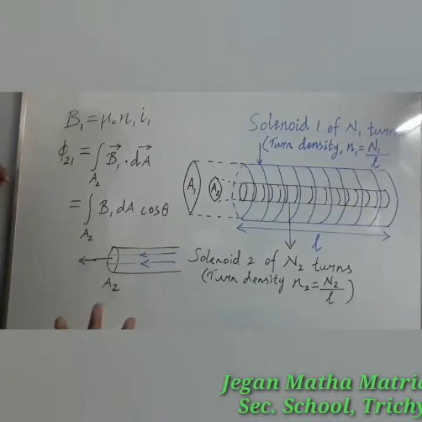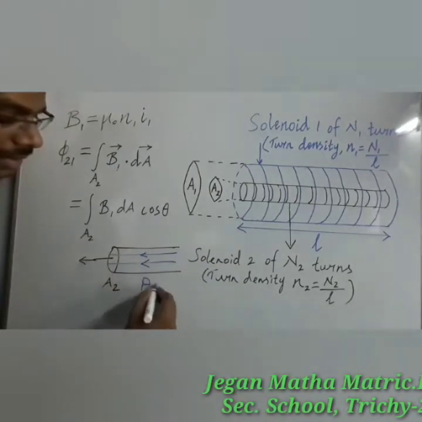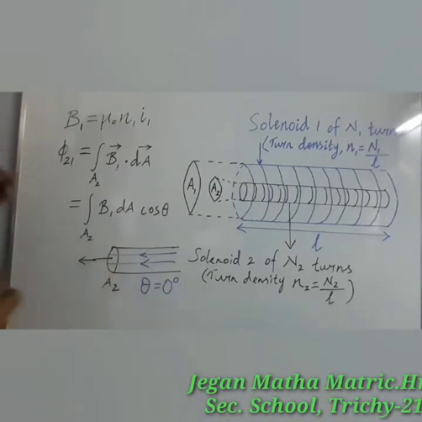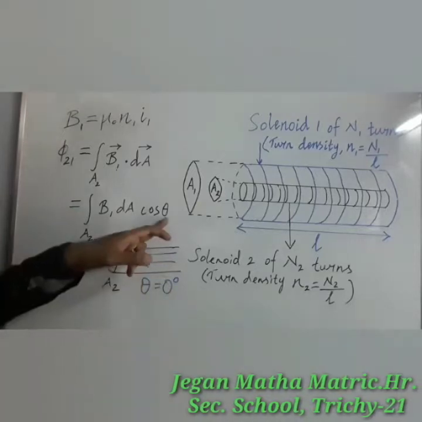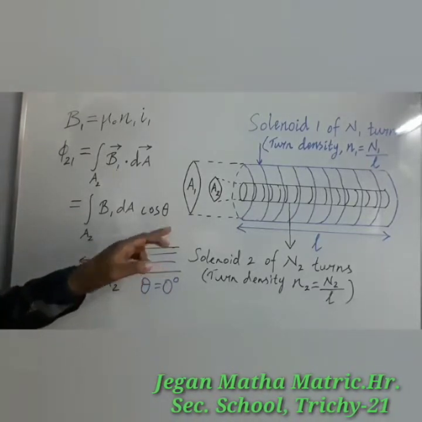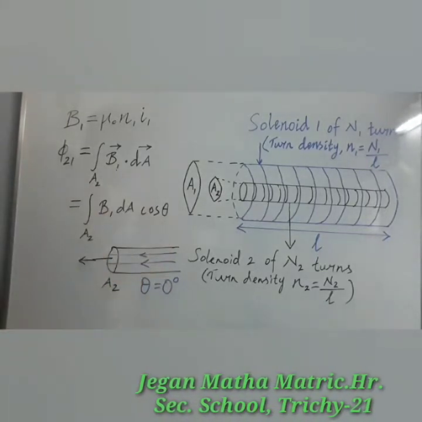And what will be the angle? Since they are in the same direction, the angle will be equal to 0. So the theta value can be substituted as 0. So what is the cos 0 value?